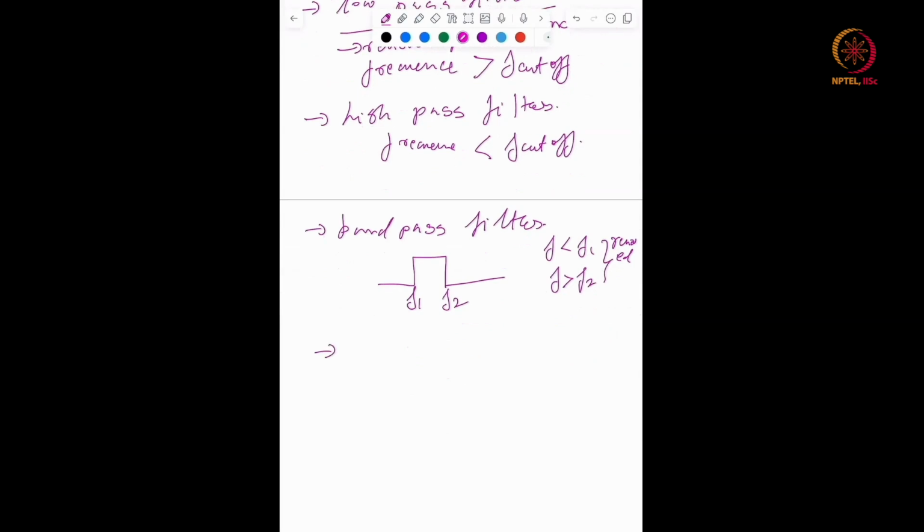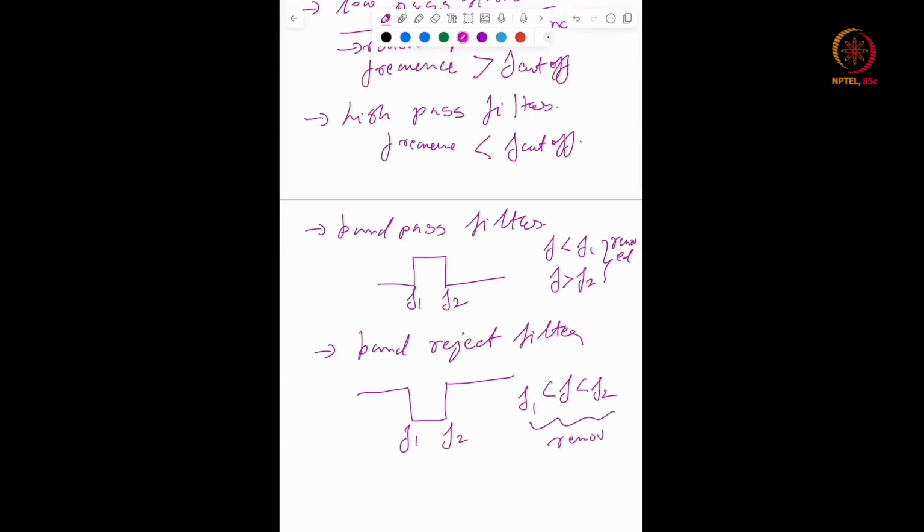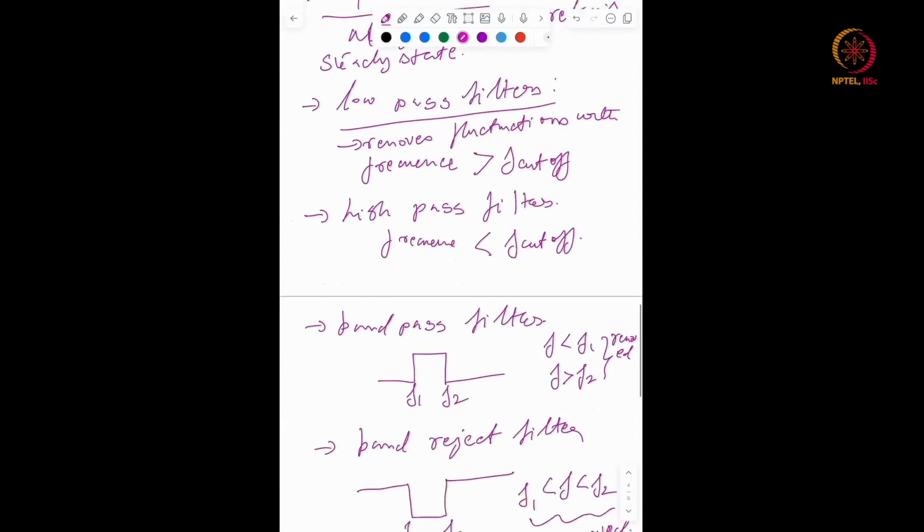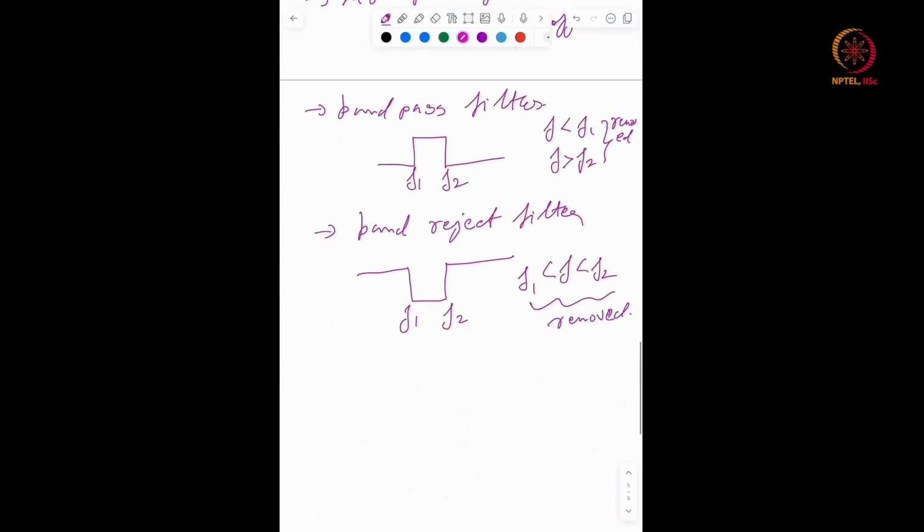Now the other part of this is a band reject filter, which is basically the opposite. So you basically have this. Okay, so this is F1 and F2. So if your frequency is between F1 and F2, this is removed. Okay, so these are the different types of filters. What it allows is that if your undesirable input shows up at different frequencies, then you can use a filter basically to decimate that component.